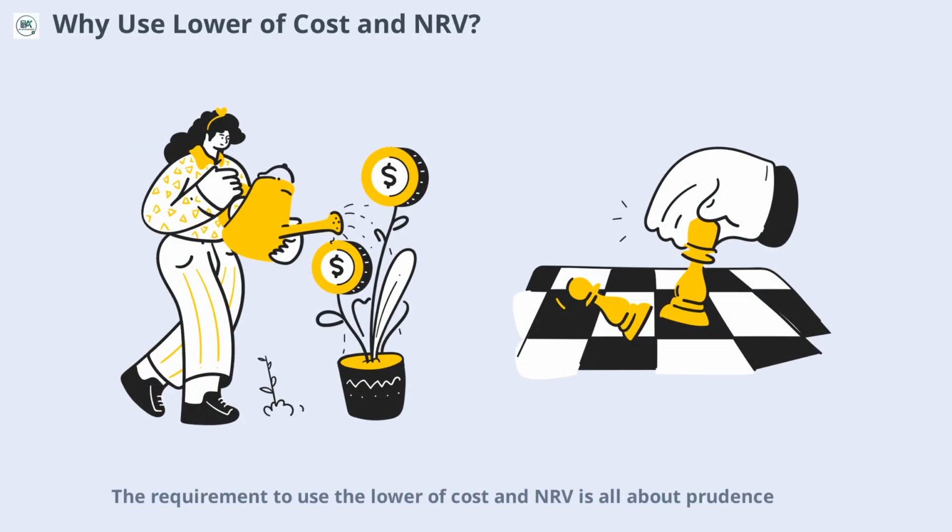The requirement to use the lower of cost and NRV is all about prudence. If the value of inventory drops due to damage, obsolescence, or falling prices, reporting it at cost would overstate assets. By writing inventory down to NRV, companies ensure their financial statements reflect what they can actually recover, protecting users of those statements from being misled.